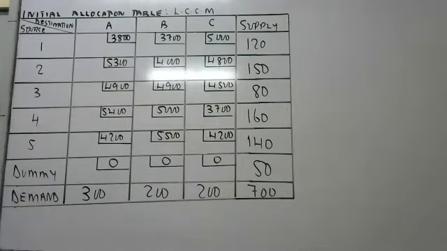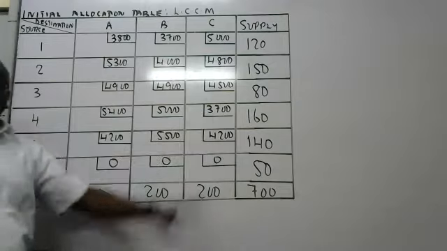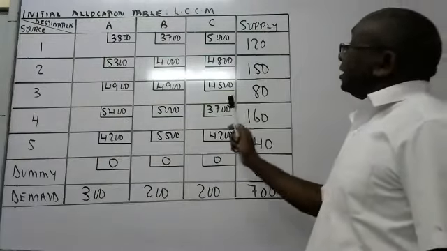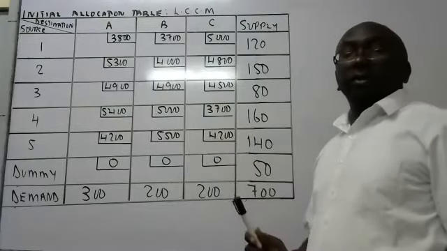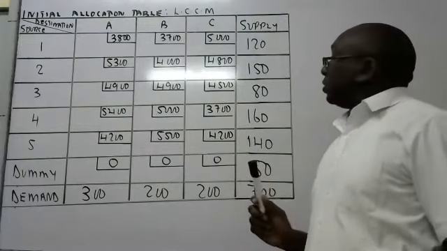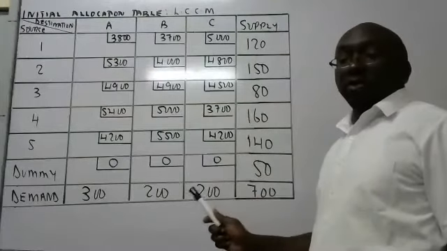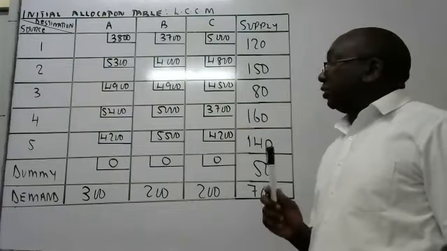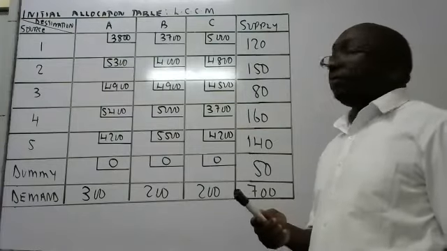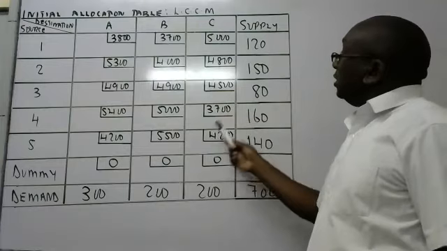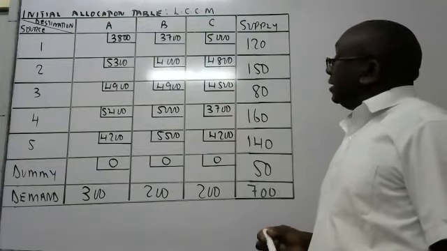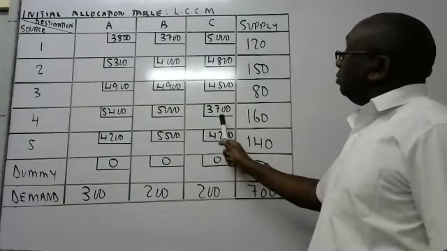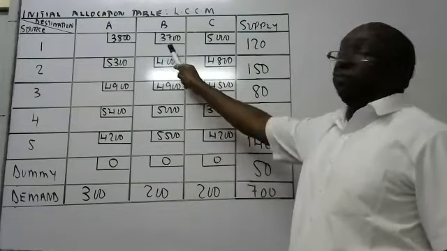Okay. So in LCCM, I said what you do. You pick the cell with the smallest cost. The cell with the smallest costs. And in so doing, you don't consider dummies, because a dummy is something that is not real, is non-existent. So, for all these, the smallest is 37. And they happen to be two of them. There is this one and this one.